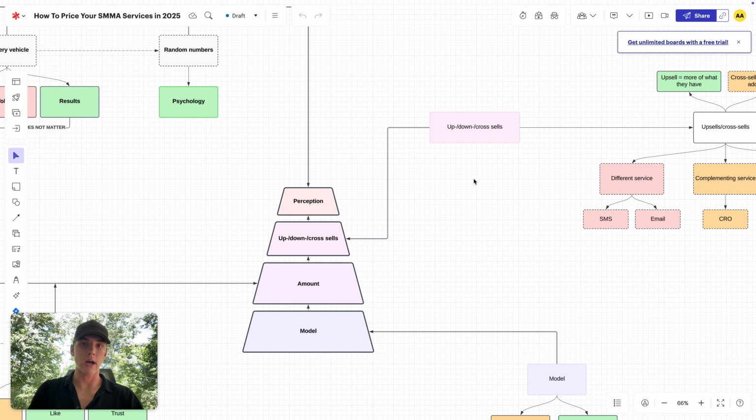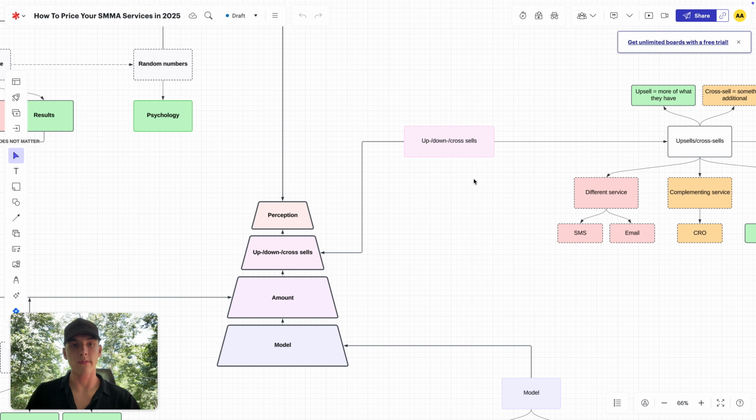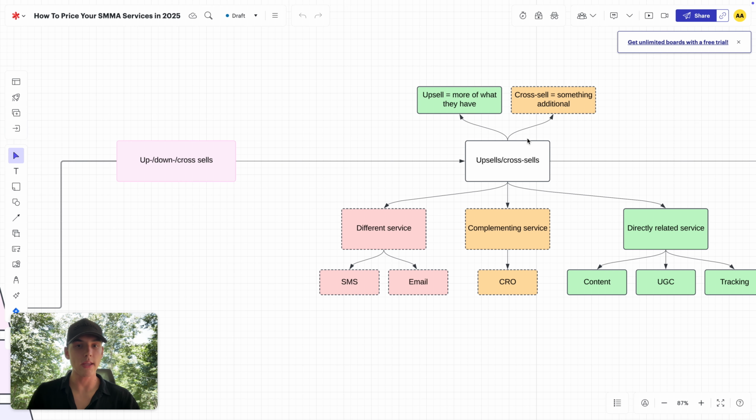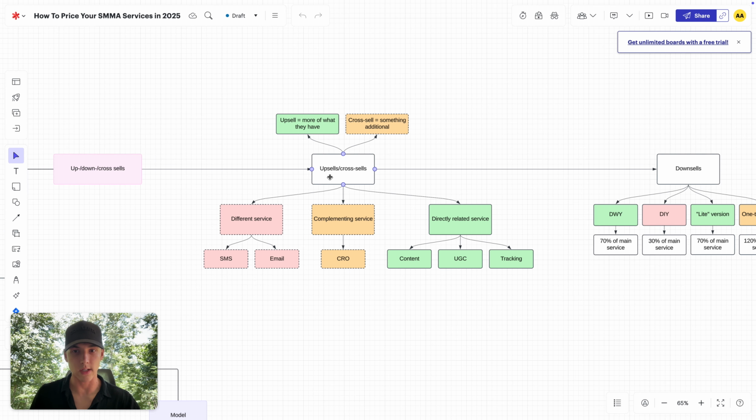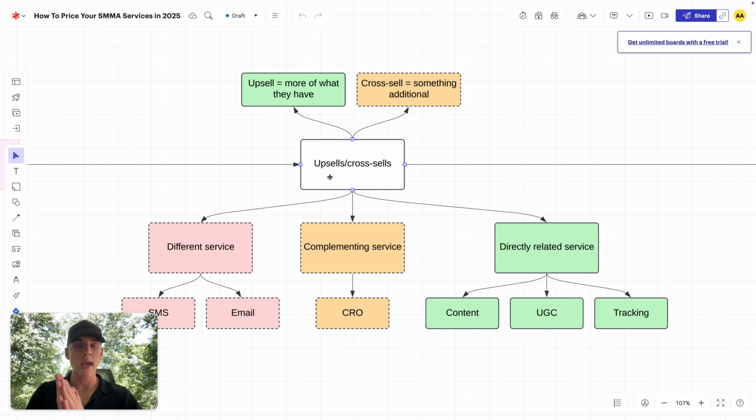Next up are up, down, and cross sells, how we increase the average value of each customer. You have, as I said, 3 different types of sells. You have upsells, you have cross sells, and you have down sells. Let's start with upsells and cross sells. An upsell is more of what they already have. So if you are offering paid ads, you can add another channel. If you are offering email marketing, you can add another type of email, just do more of what they already have and charge more for that.